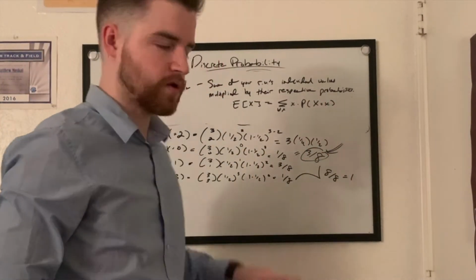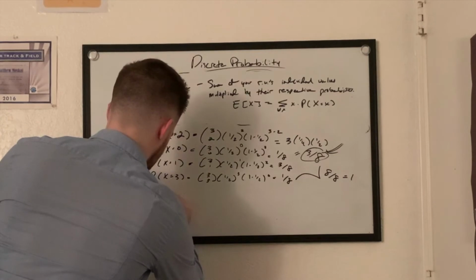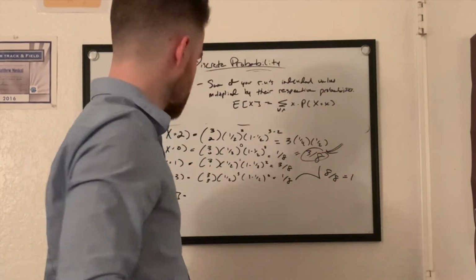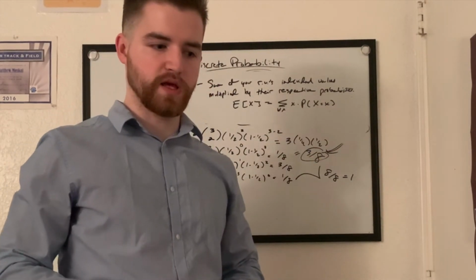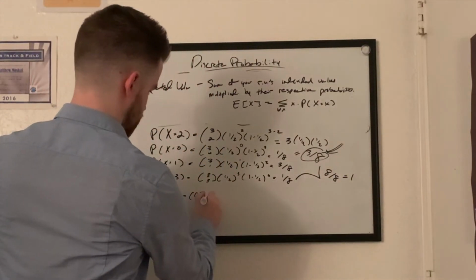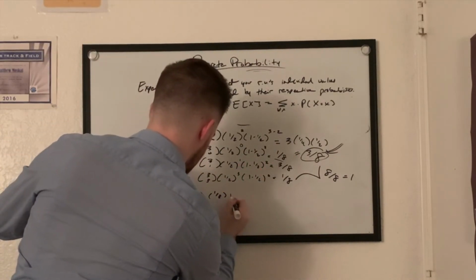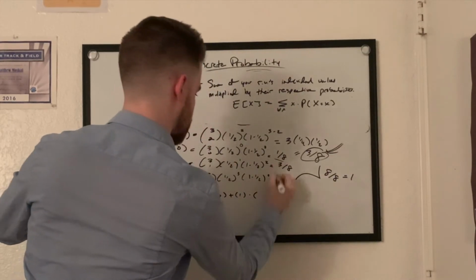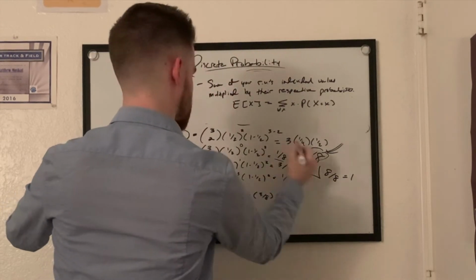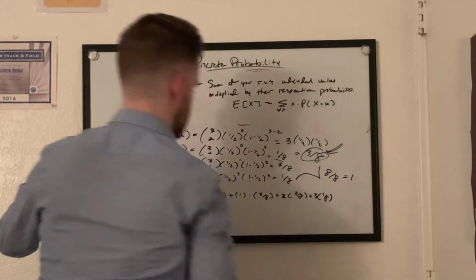Let's compute expected value using our example. Based on our example, the expected value of X is equal to the sum of our values times our respective probabilities. Well, what values can it take on? We can get 0, 1, 2, or 3 heads. So that'll be 0 times the probability 0 occurs, which is 1/8, plus 1 times the probability 1 occurs, 3/8, plus 2 times the probability 2 occurs, which is 3/8, plus 3 times the probability 3 occurs, which is 1/8.